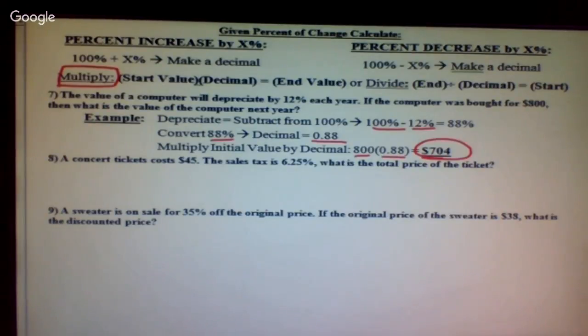Absolutely. Number 8, we've got concert tickets. They cost $45. The sales tax is 6.25%. What is the total price of the ticket? If we're putting it with sales tax, what's happening to the price? Increasing. It's going up. So you would start with 100, and you would add on what it's increasing by, 6.25. That gives me 106.25.